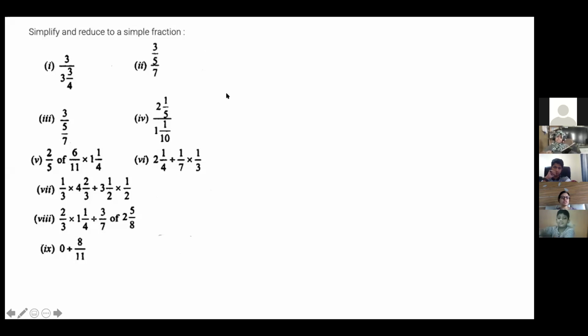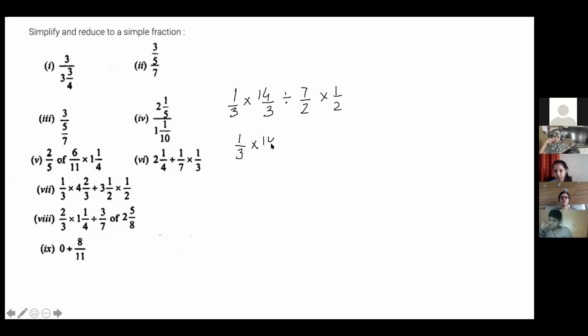See, question number 7 I'm doing over here now. 1 by 3 into 4 threes are 12, 13, 14. 14 by 3 divided by 2 by 7. No, it is a division sign, Amina. When I do a multiplication, then I'll reciprocal it. So into 14 by 3 into 2 by 7 and into 1 by 2. Now cancel out 2 with 2, 7 ones are 7, 7 twos are 14. Answer is 2 by 9. Okay? Answer for question 7 is 2 by 9.